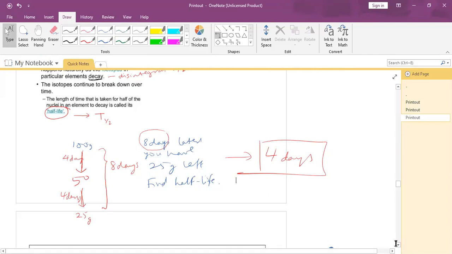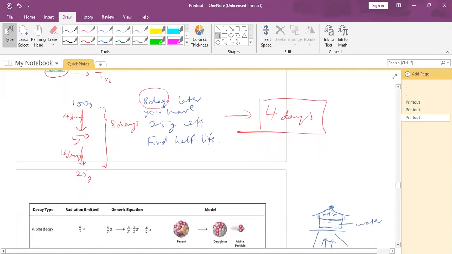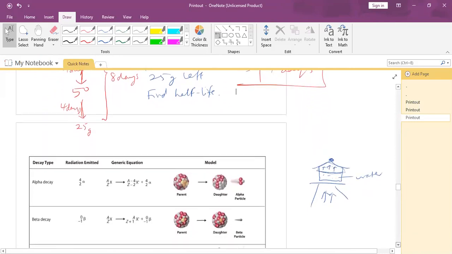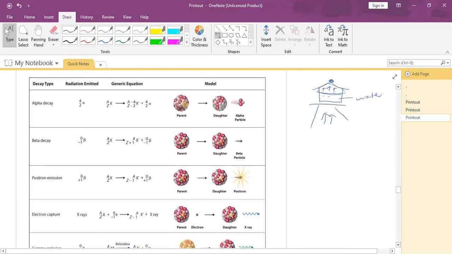Okay. Any questions on half-life? So that's one way you can have a question on radioactivity, calculating the half-lives. Okay. All right, so what are the types of radioactivity that we know of?